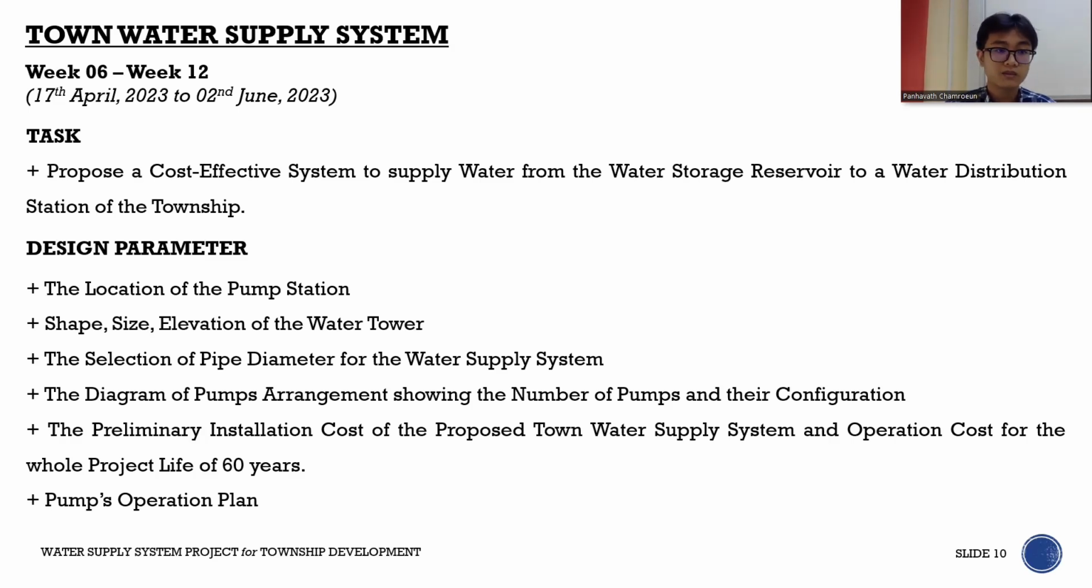First, let's look at what we are going to do. The task is for us to propose a cost-effective system to supply water from the water storage reservoir to the water tank and then to the water distribution tower. Let's also talk about the design parameters that have been given to us. First, the location of the pump station needs to be determined, then the shape, size, and elevation of the water tower, the selection of the pipe diameter, the arrangement of the pumps, and the installation cost and other costs in general for our system and operation.